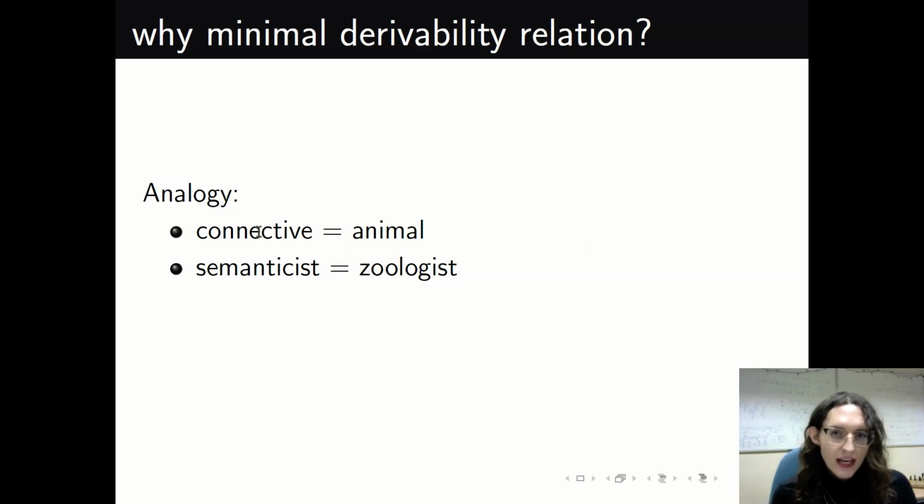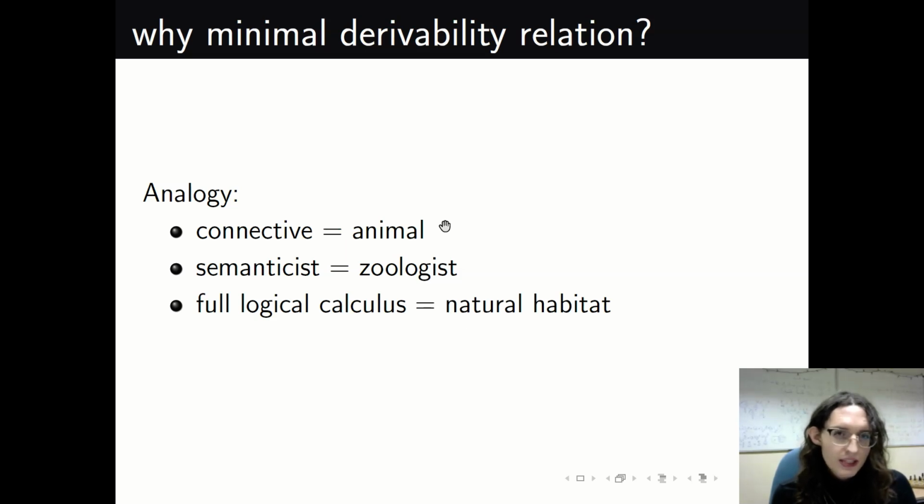Let's consider our connectives to be somewhat like animals. In that case, our role as semanticists is equivalent to the role of a zoologist. Now, zoologists sometimes want to study their animals in their natural habitat. They want to look at which animals they interact with, how they interact with their environment, whom they play with, what's going on in the big picture.